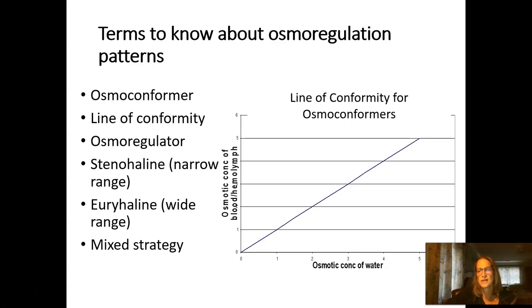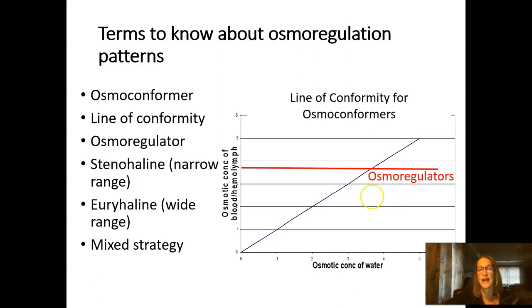Now, what would it look like if we had an osmoregulator? Remember, osmoregulators need to keep their osmolarity within a certain range. It doesn't change much, and it doesn't matter what sort of medium they're in. They have to be able to maintain a particular osmotic concentration of their blood or their hemolymph. If you want to think about what that would look like on a graph, it would look like this.